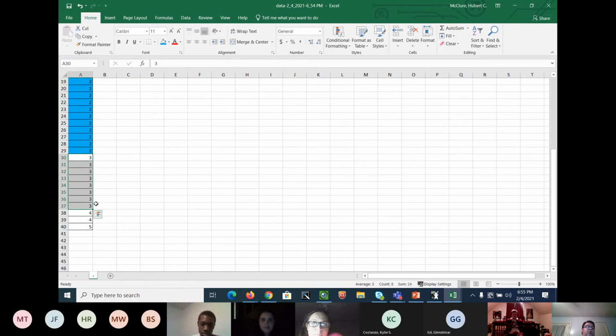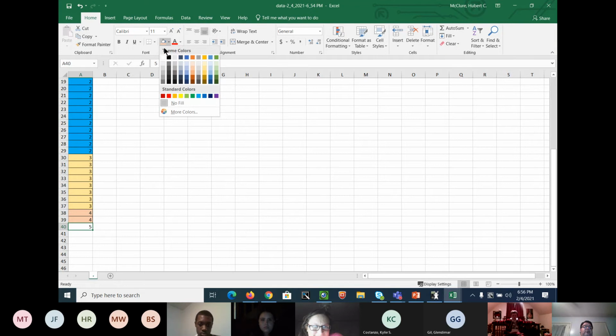3, I'm going to color that funky looking yellow, orange or yellow. And then 4, that's going to be that rouge. And then 5, I'm not going to color it anything. Well, let's see what colors are left. Yeah, we'll just leave it gray.